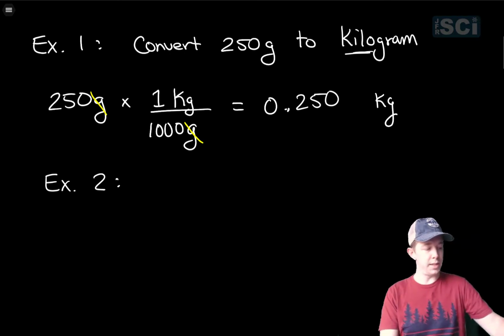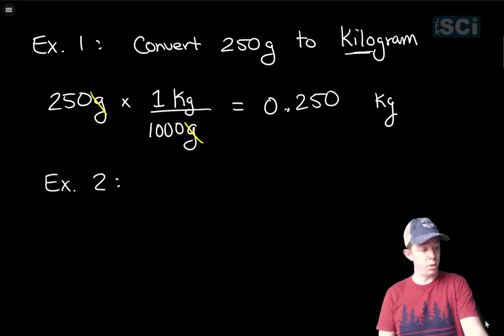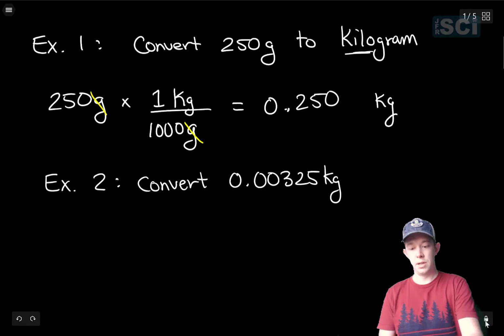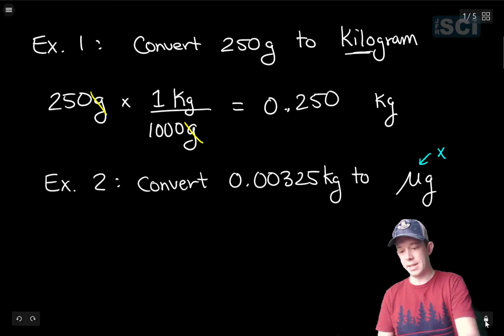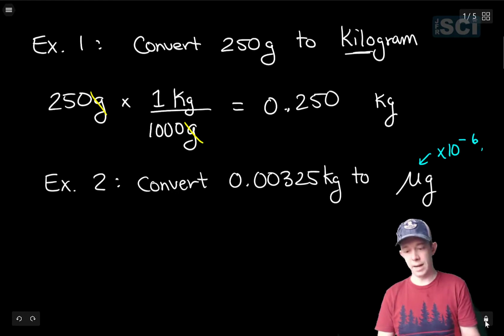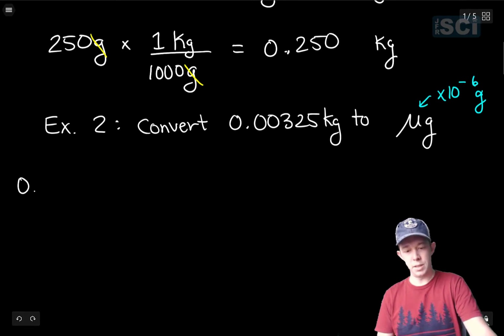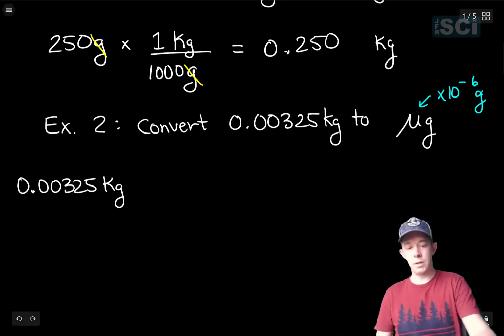Let's go ahead and do an example that doesn't require simply a prefix of kilo. Let's try to convert between 2 different prefixes. We're going to convert 0.00325 kilograms to micrograms. You might go, what the heck is a microgram? A microgram is times 10 to the negative 6 grams. First, we're going to write down the question again, 0.00325 kilograms, and let's get it to grams.